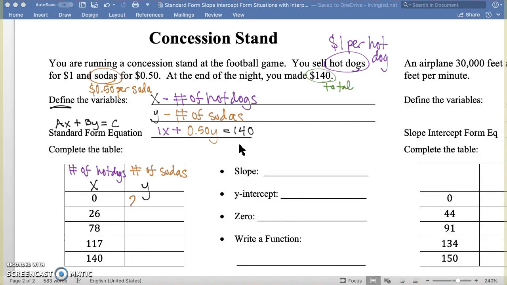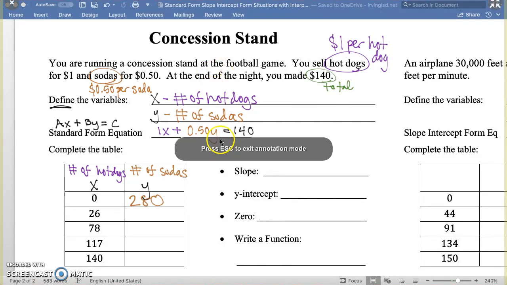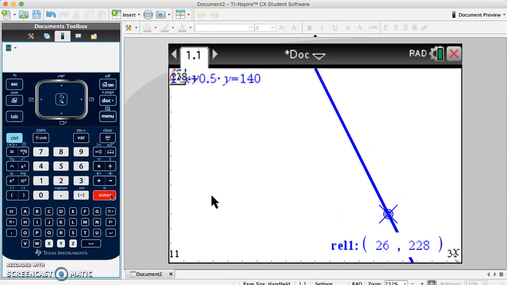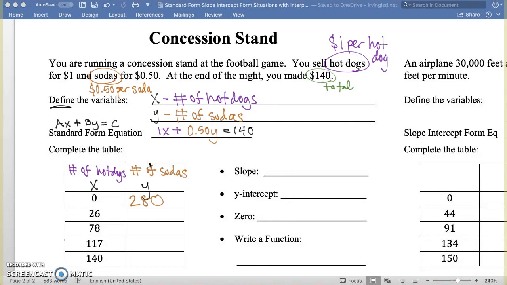So 0, 280, and then we go back. Now, instead of scrolling all the way down till I get to 26, which is my next point, I can just type in 26, enter, and then it says 228 is the y value. 228.